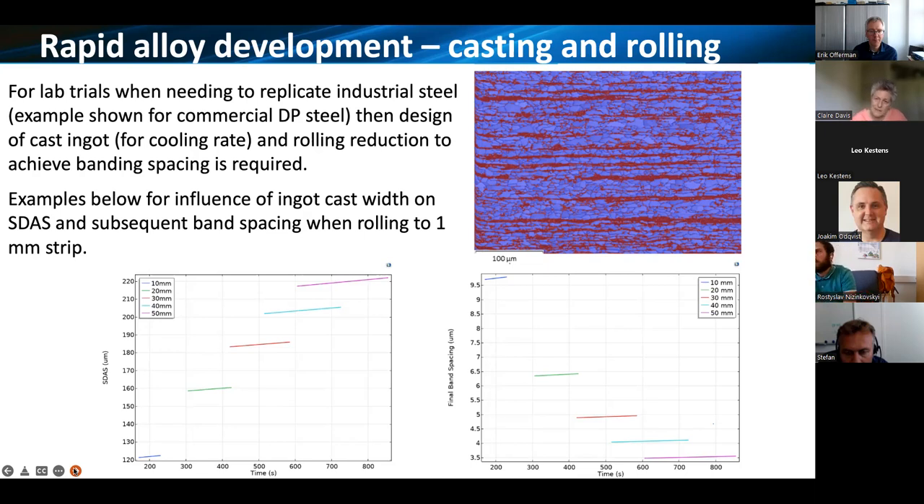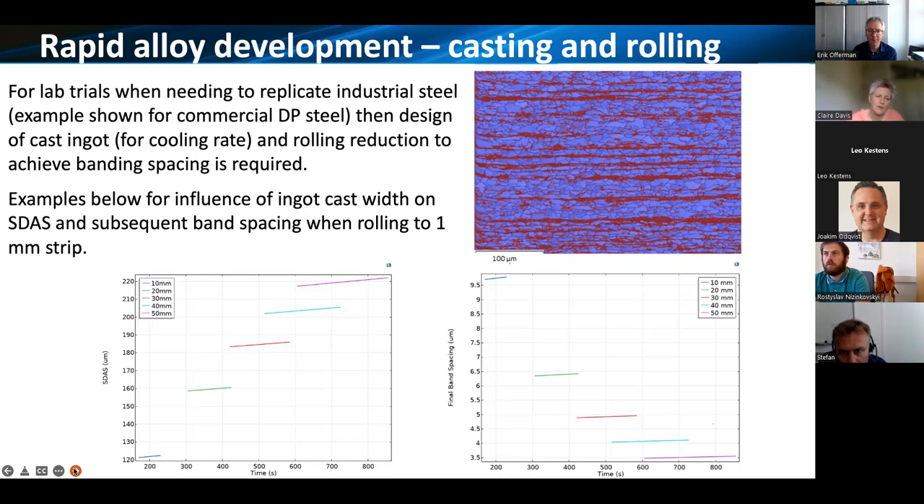And the bands and the band spacing, linked back to the micro segregation, is important because it affects, for example, ferrite grain size, because you have pinning points. It affects the properties of the material. So in the lab, if we're trying to replicate a commercial hot rolled material, we need to make sure that we replicate the band spacing appropriately.